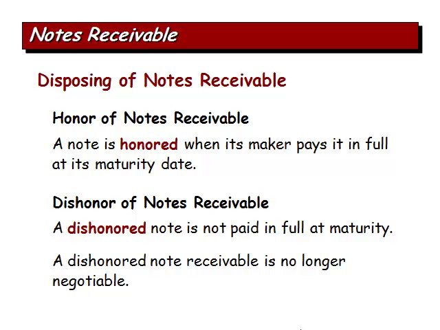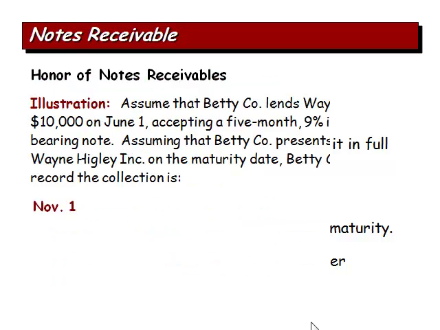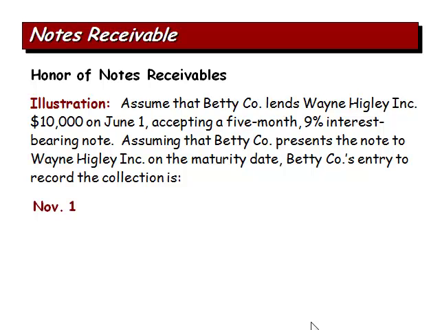So honor of note receivable. A note is honored when its maker pays it in full at its maturity date. It's dishonored when it's not paid in full and it's no longer negotiable. So here's an example of the honor of note receivable. We assume that Betty Company lends Wayne Higley Inc. $10,000 on June 1st, and they accepted a 5-month 9% interest-bearing note.